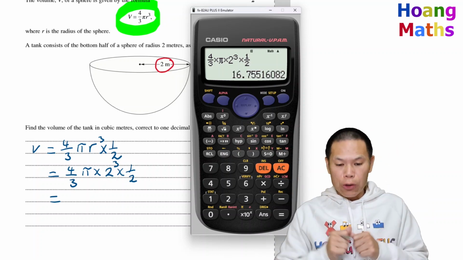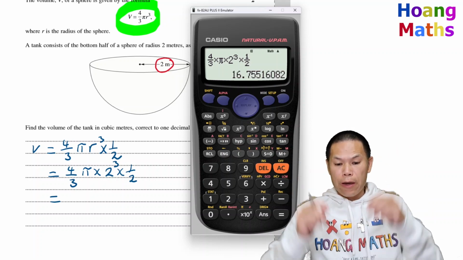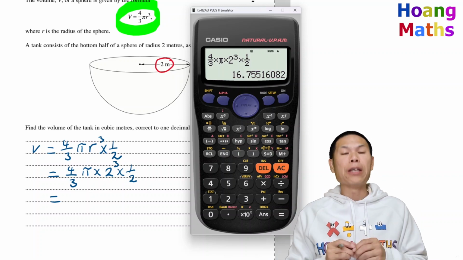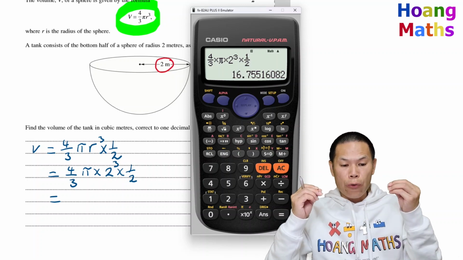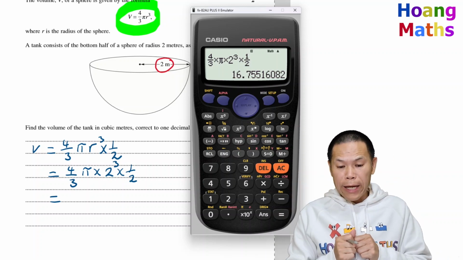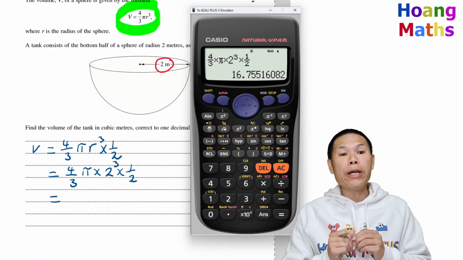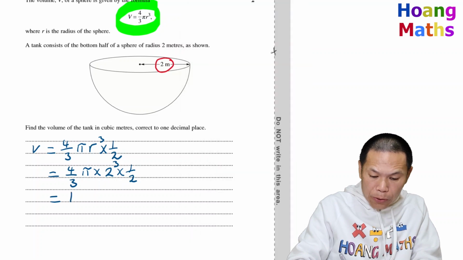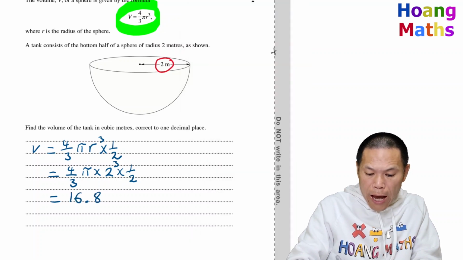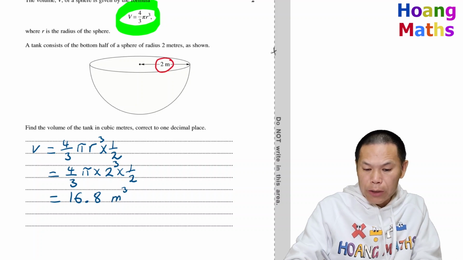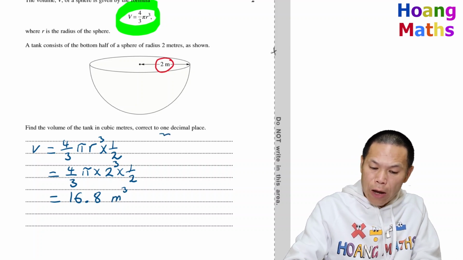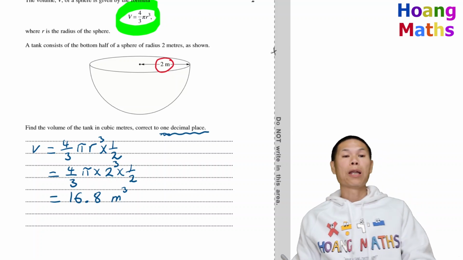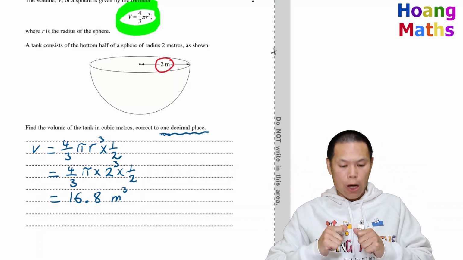So there you go, 16.755 and so on. We need to correct to 1 decimal place, so 16.8. Let me write this down: equals 16.8, and the unit is cubic meters. And don't forget to round off to 1 decimal place. So there you go.